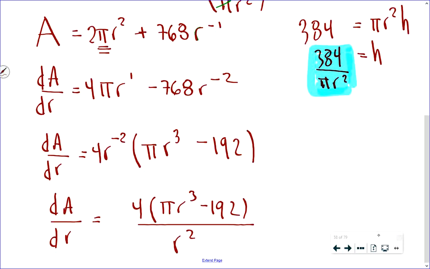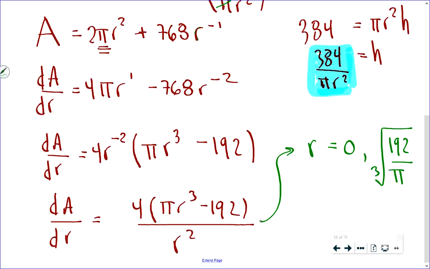What are our critical values of r? Our critical values of r are 0 for the bottom, which I feel as though I've just wasted energy writing that down because we're going to throw it out. R is a radius. And then I'm just curious, how many of you see the other critical number without doing any real work is the cube root of 192 over pi?